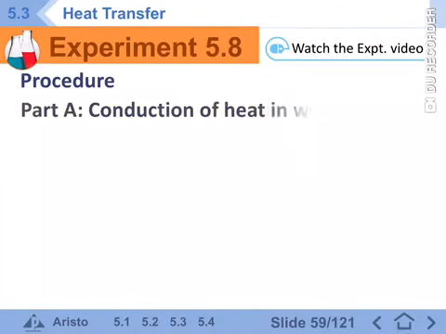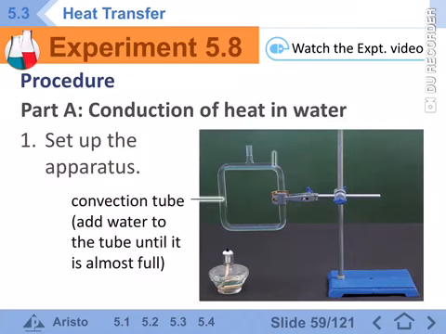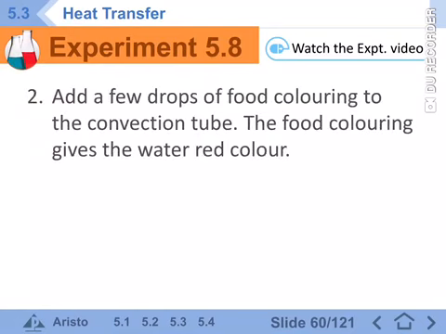Let's take a look at this setup. You might see this experiment again in Form 3, and it's a good experiment to see how the convection current happens. Sometimes you will see potassium permanganate used in place of the colouring. Sometimes people like to use that, but it is poisonous, so you have to be careful. I'm pretty sure your teacher will warn you about that if they use it.